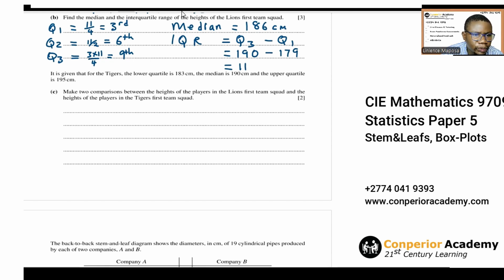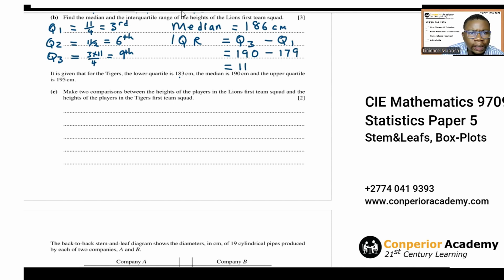Make two comparisons between the heights of the players in the lion squad and the tiger squad. So if they want two comparisons, it means you must compare measures of centrality and measures of spread. So I'm going to compare the interquartile range. If you compare the interquartile range and you compare the median as well, then you have two comparisons.